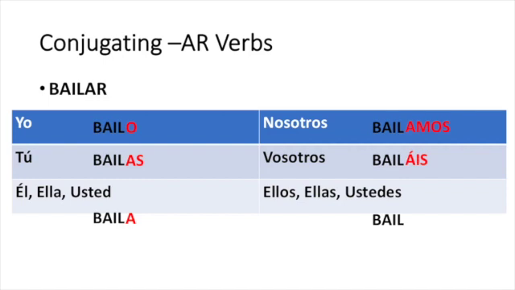Vosotros, bailáis, you all dance. And ellos, ellas, ustedes, bailan, they dance. So again, just by chopping off the AR and adding those endings, o, as, a, amos, ais, and an, we've been able to conjugate our AR verbs.